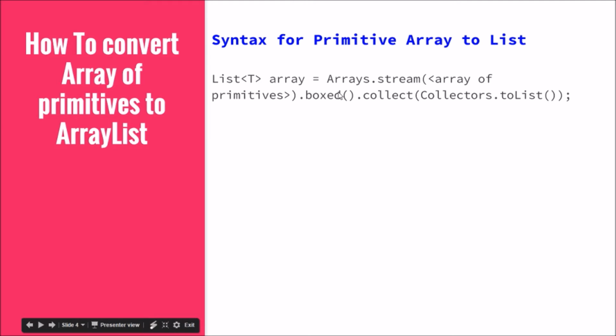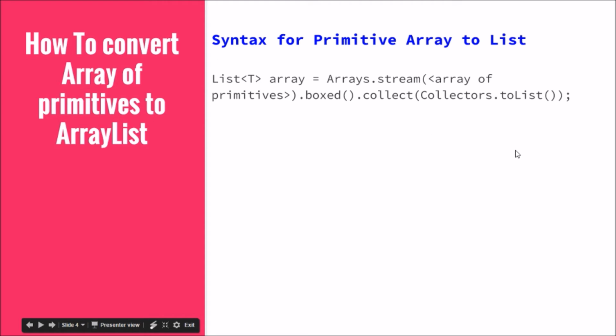But let's see how you can do it if you are using Java 8. You say Arrays.stream, and in the parameter you provide the array here. Then you say boxed. What boxed does is it converts the array elements into their wrapper. Then we call dot collect and Collectors.toList. Collectors is a class which has been added in Java 8, and in that there is a toList method which will convert this stream of boxed array elements into this list.